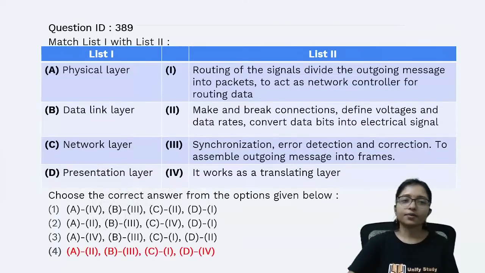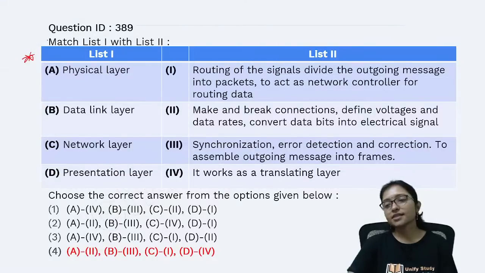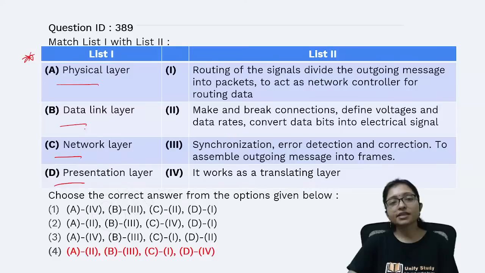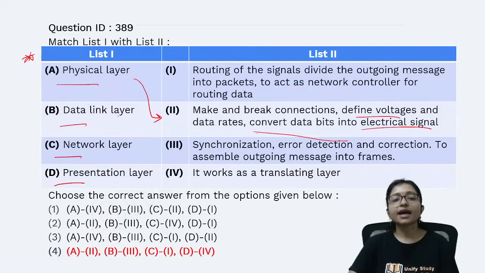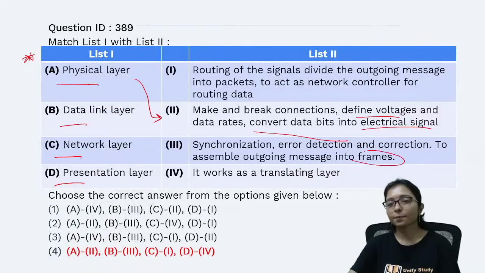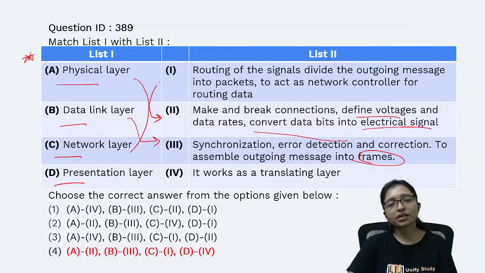Yes, answers are coming. From this one question, all these layers are covered: physical layer, data link layer, network layer, presentation layer. Physical layer works with data bits. It converts the bits into electronic signals, voltage, that is the main keyword. Data link layer works with frames, right? So this is the data link layer. Network layer, routing is going on in the network layer. Presentation layer, translating is going on in the presentation layer. So this is your answer.